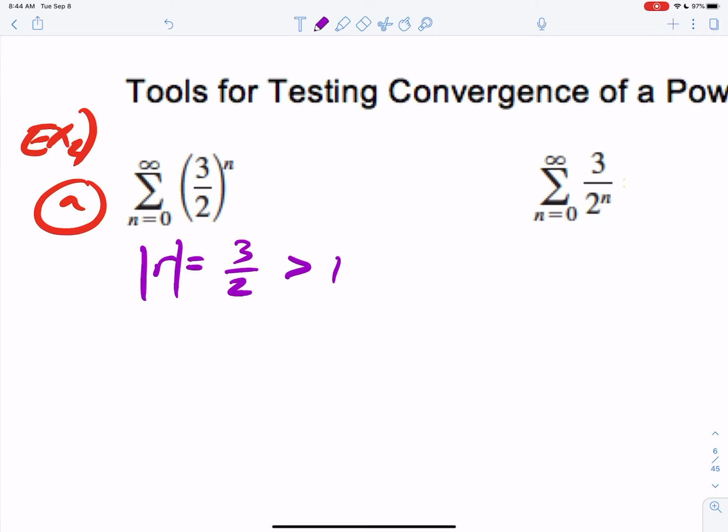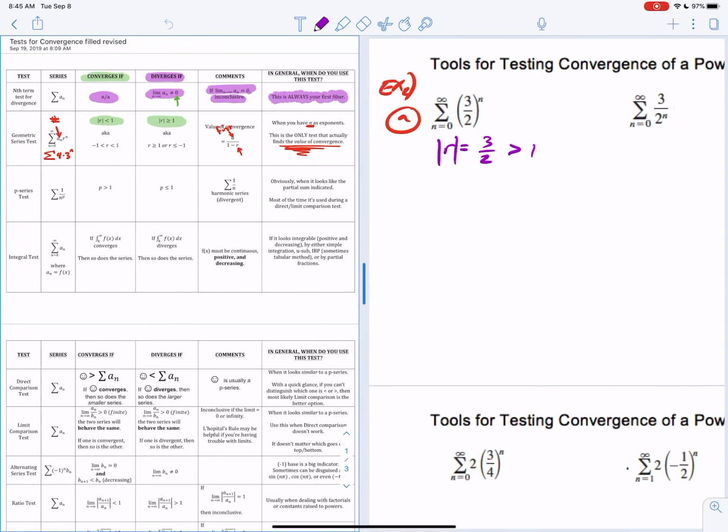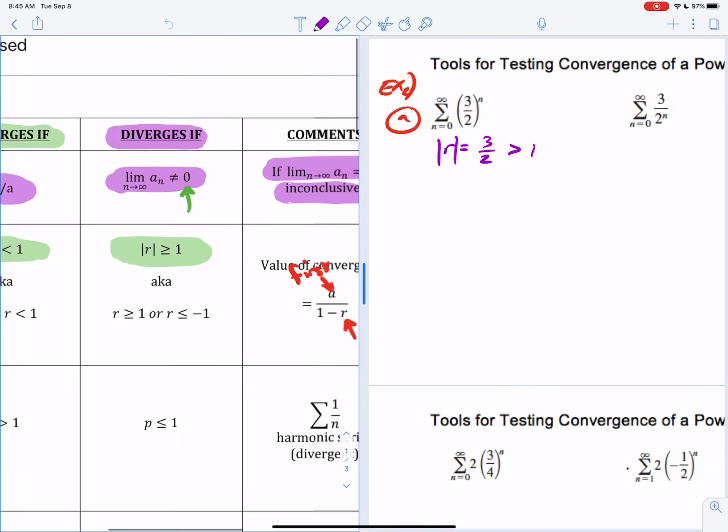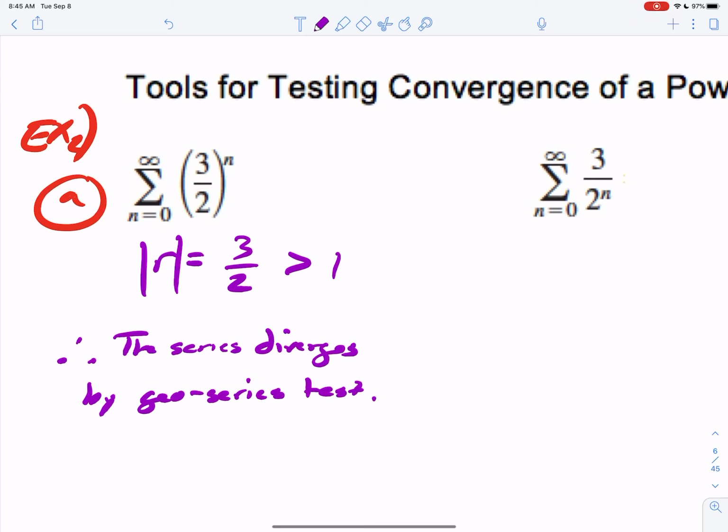If you look back at that sheet, when r is larger than 1, it will diverge. Therefore, the series diverges by geometric series test, meaning that this will go out to infinity. So in this case, we were able to use 2 different tests, not always, 2 different tests to prove its divergence.